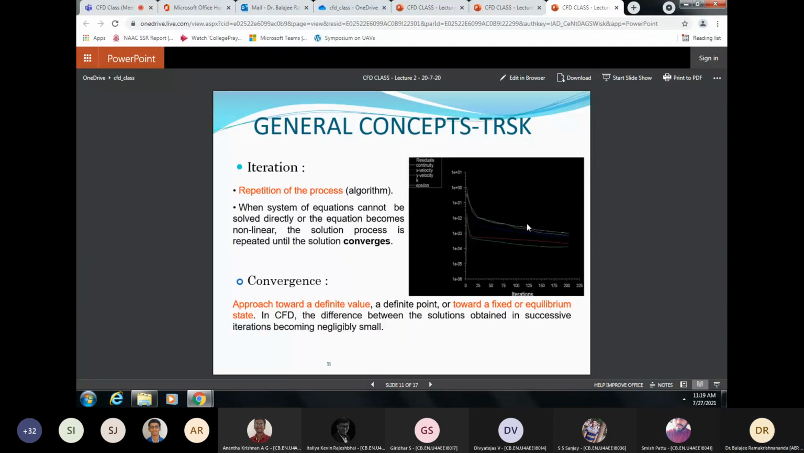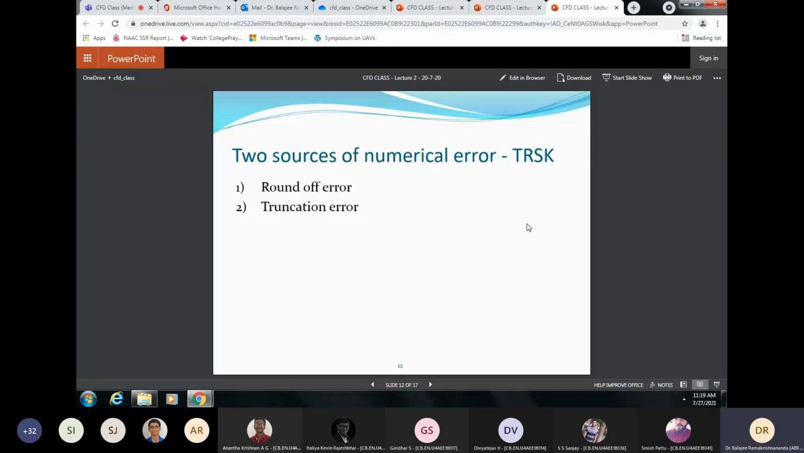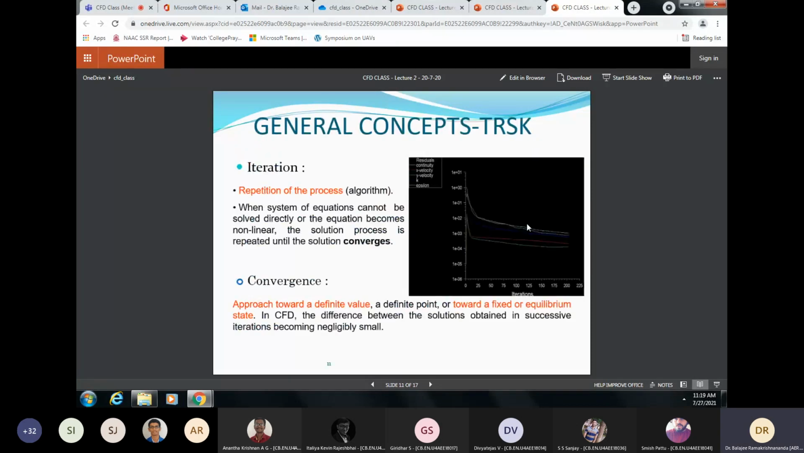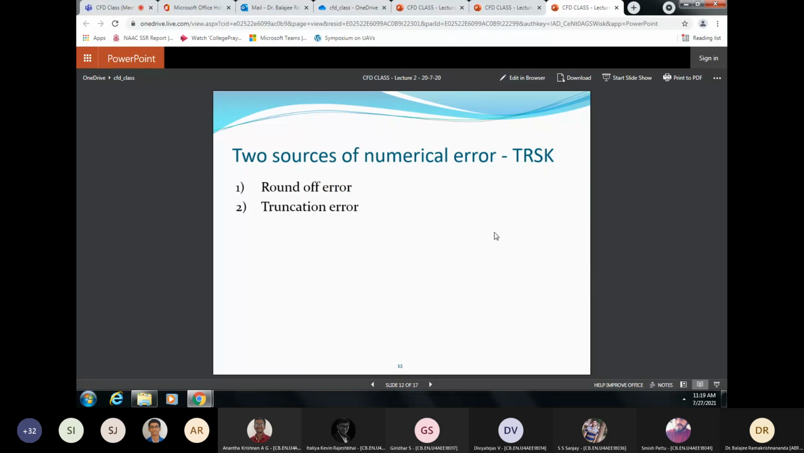Now we look at the errors. What are the sources of these errors? They are very intuitive and not difficult to understand. Here he is telling two sources of numerical error. The first is round off error. The second is called truncation error. Another name for truncation error is discretization error. Both are the same, just different words are used here.